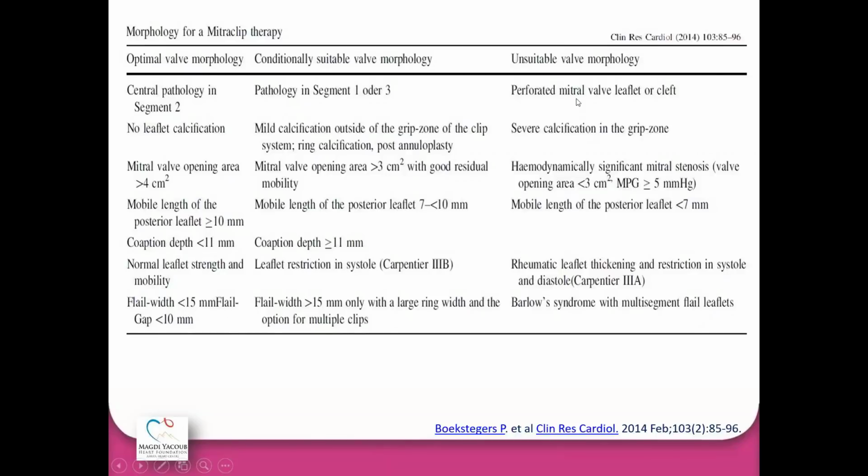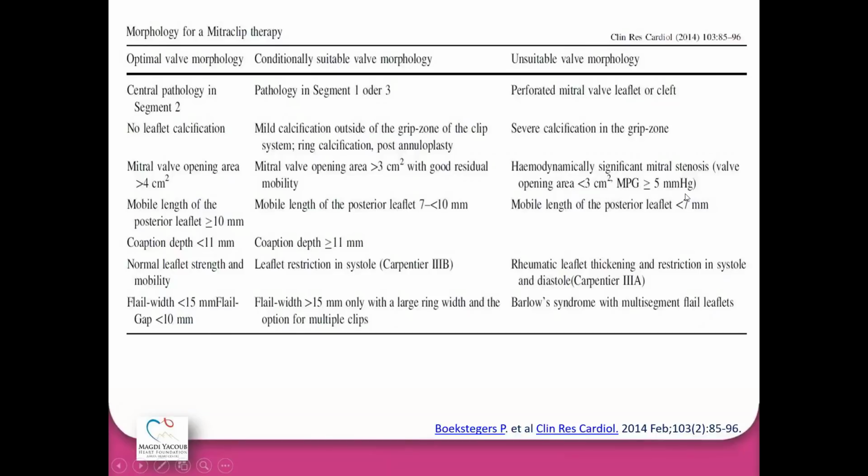And we have the unsuitable valve morphology, which is perforated mitral leaflets. Obviously, clipping of the mitral valve will not treat the perforation or the cleft. And the severe calcification, if it is in the grasping zone, but if it is outside the grasping zone, that can be accepted more or less.